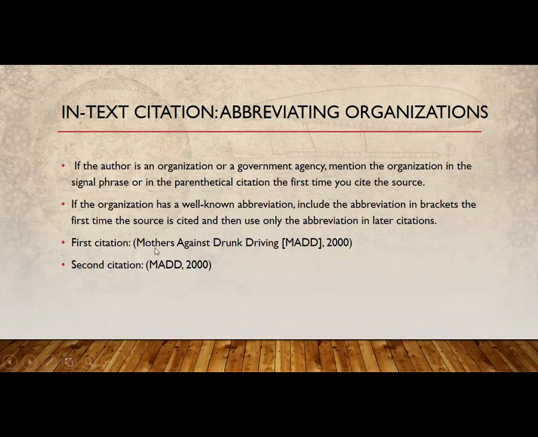So when you first cite it, so Mothers Against Drunk Driving, you would put in parentheses or in brackets. That's another thing. You can't have two parentheses in the same area. It makes things really complicated. So make sure you use brackets for abbreviations within parentheses, and it's MADD. So when you do your second citation, you can just do MADD 2000. That's pretty simple.